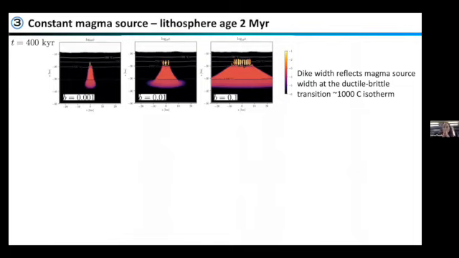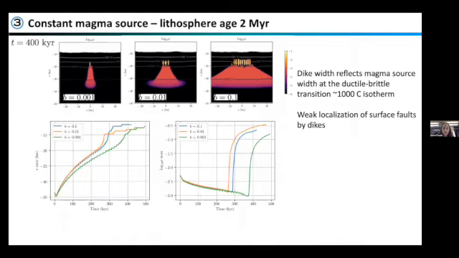So the width of the diking region reflects the width of the magma source at the brittle-ductile transition, which is represented approximately by the 1,000 degrees isotherm. We also notice some weak localization of surface faults by dikes, but very interestingly, the depth of the dikes and the maximum porosity reached in the dikes seems not to be correlated with the volume of the magma. But this is something that I've tested with a constant magma source, so that can change a bit later.